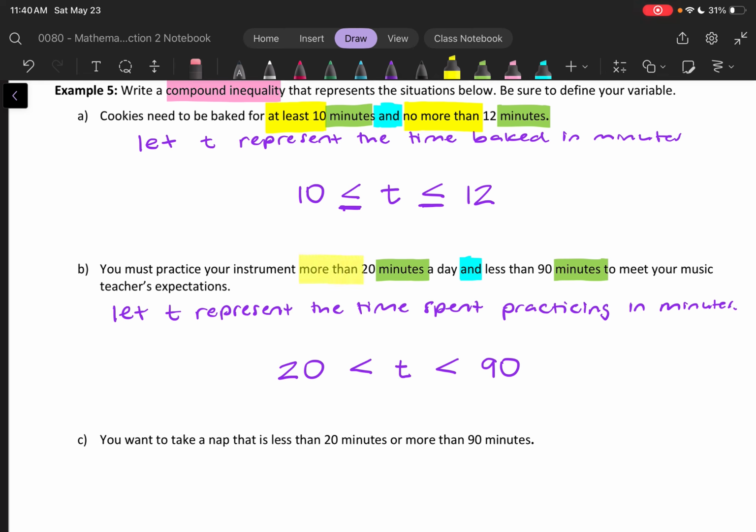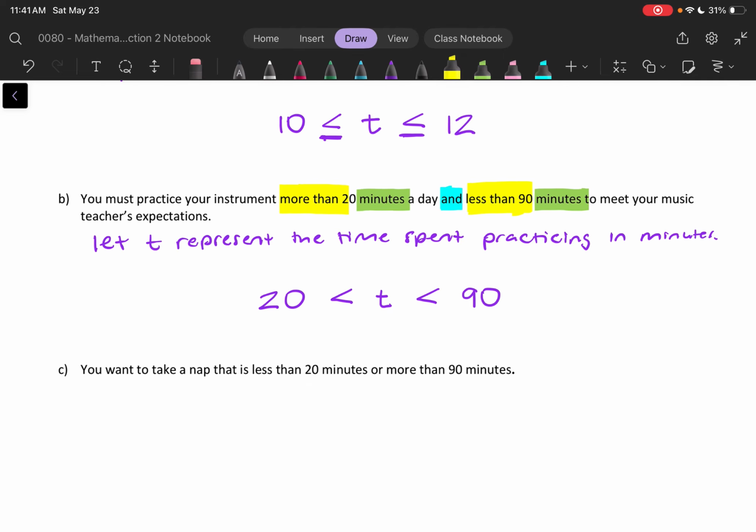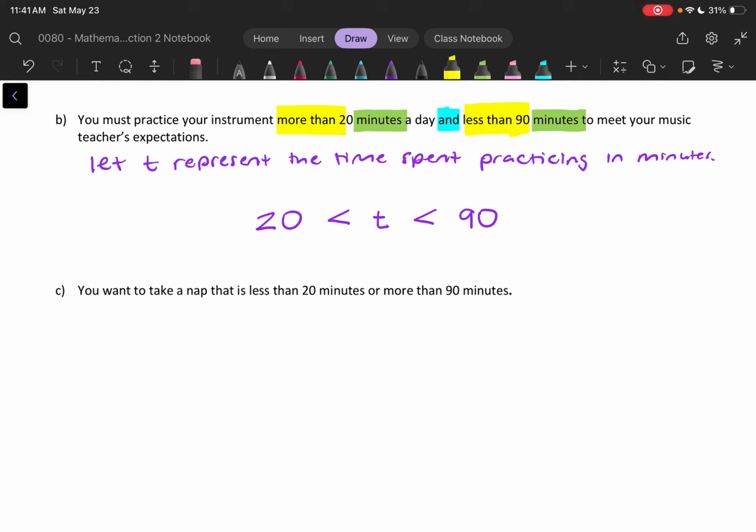And then I'm going to take a look at my language. It says more than 20. More than 20 does not include 20. So I'm not going to have an or equal to portion on the inequality with the 20 involved. And then I see I have less than 90. 90 is not included if I need to be less than 90. So I'm also not going to have an or equal to portion with the inequality that involves the 90. So this here is my inequality.